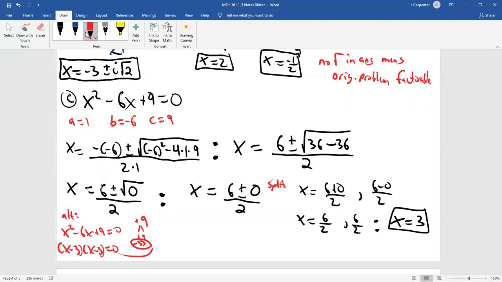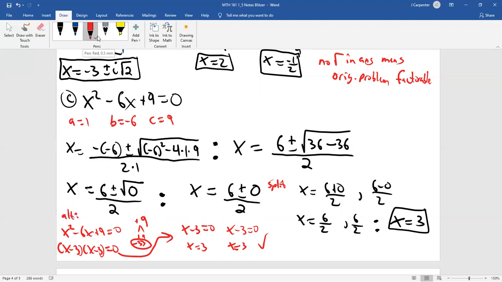Equals 0. Setting each of those equal to 0 is literally the same thing. So when you add 3 to both sides, you get x equals 3 and x equals 3. It repeats. You don't have to write it twice. You really should only write it once. But the fact that it pops up twice, again, has implications, big implications, very important implications.